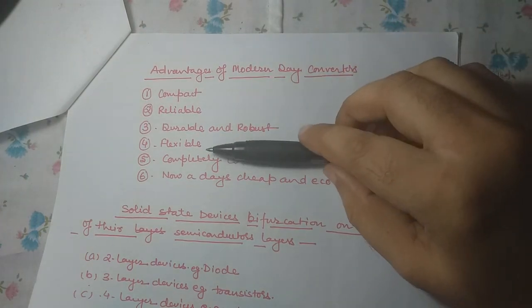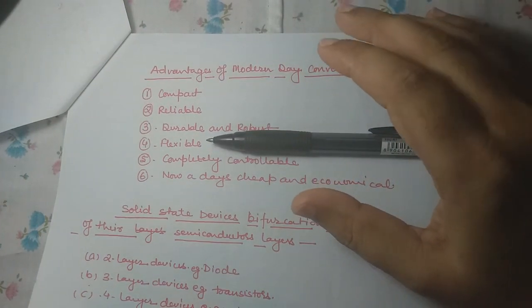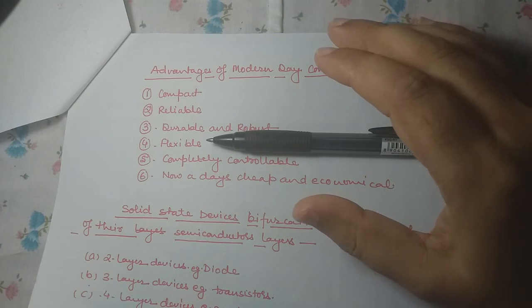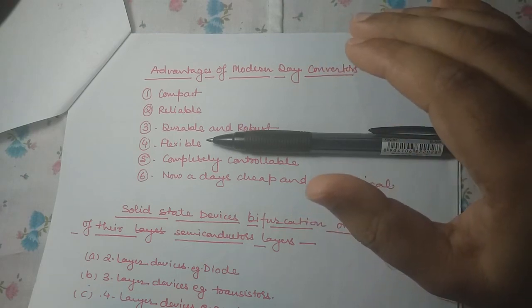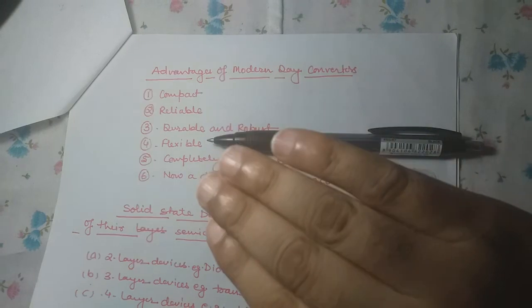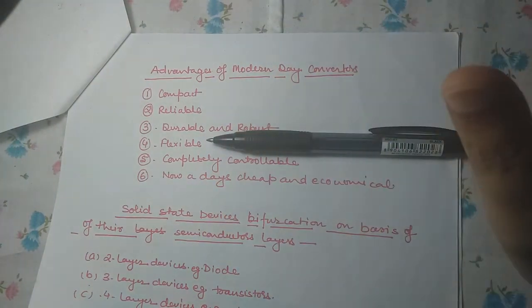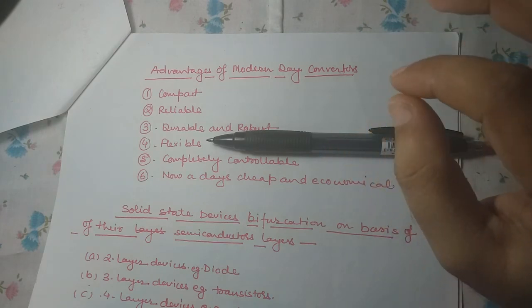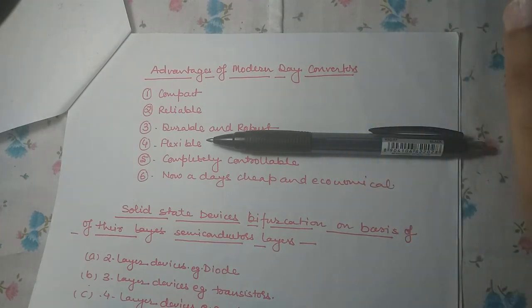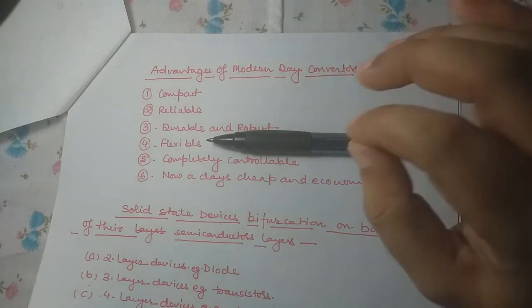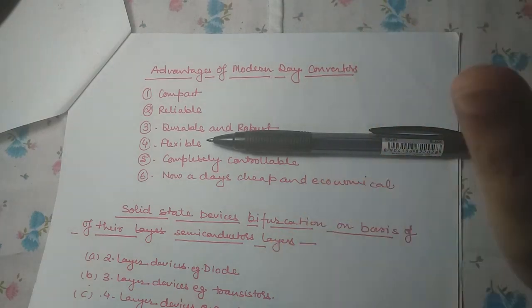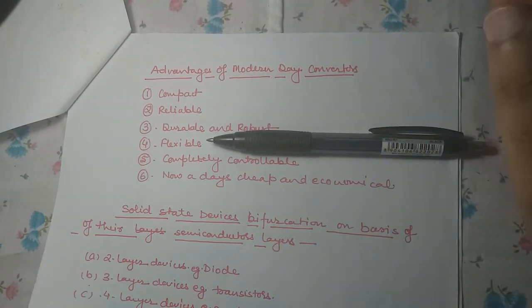Now, the fourth advantage is flexibility. Flexible means there is a chance of increasing or decreasing the rating of the converters by simply adding these components in series or in parallel. So there is flexibility in the current handling of the converters.